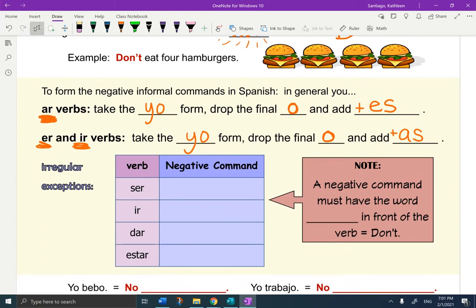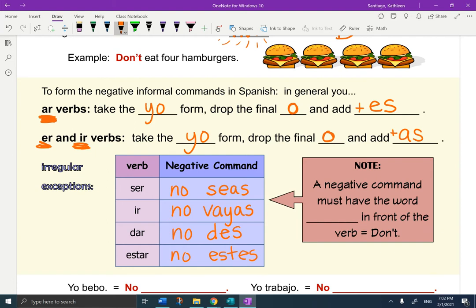Okay, you know that there's always going to be exceptions. So ser becomes seas, negative command. I'm going to write no at the beginning. No seas. Ir, so don't be, no seas. Ir, to go. No vayas, don't go. Dar, to give. No des esto a él, don't give that to him. Estar, no estés. No estés triste, don't be sad.